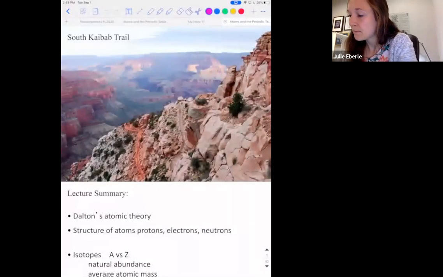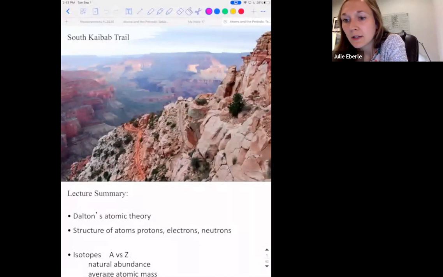Okay. So chapter 2, this is a new lecture. So we're going to start out with a new hiking picture. I'm kind of stuck on our Grand Canyon trip for a little bit just because I got a few good pictures of different hikes we did. This is a different trail we did, obviously, at the Grand Canyon.